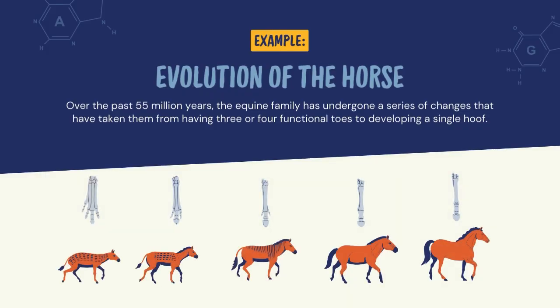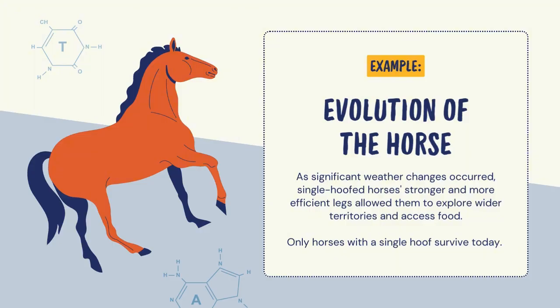Consider the evolution of the horse. Over the past 65 million years, the equine family has undergone a series of changes that have taken them from having 3 or 4 functional toes to developing a single hoof. As significant weather changes occurred, single-hoofed horses, with stronger and more efficient legs, were able to explore wider territories and access food. Horses with a single hoof survive today.